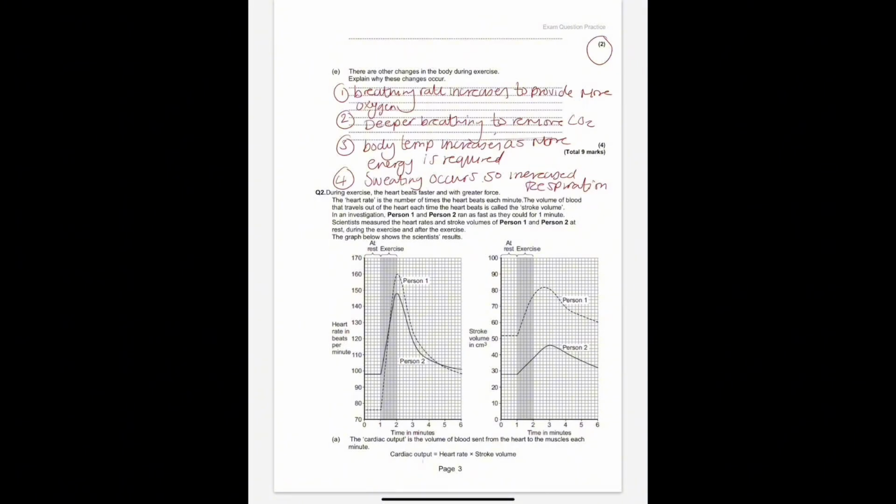Another thing that I wanted to mention over here was body temperature increases as more energy is required. And then the next one, number 4, sweating occurs, so increased respiration. Sweating can indicate an increase in respiration, particularly during exercise or when exposed to heat. This will get you 4 marks. In this question, they asked for the change and you have to explain each change, which I have done over here. Okay, so let's go on to question 2.